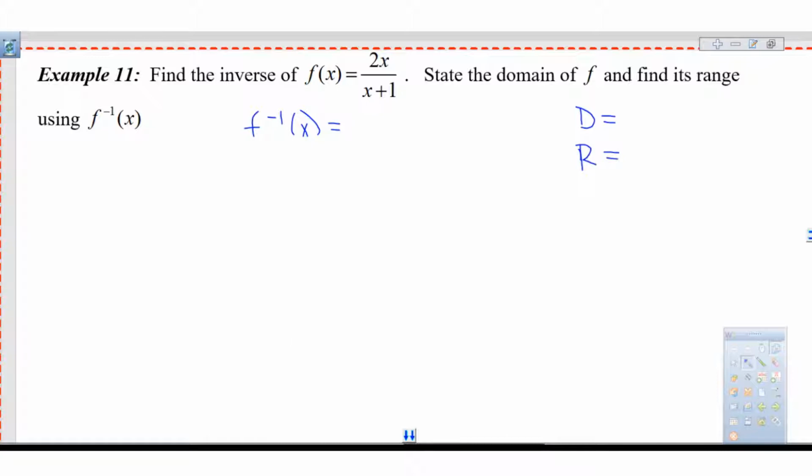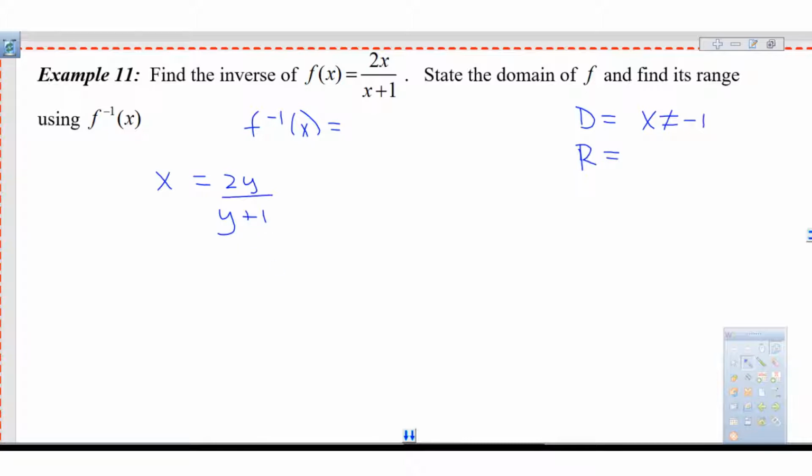The easiest of those three things that I'm looking for, I can get it immediately. What is it that's so easy? The domain, right? So what two things do you check for when you're looking for domain? Even root, fraction with an x on the bottom. Take the bottom, x cannot be equal to -1, so I've got one of them. Now, I don't know what the range is, so I'm going to skip over that for a second. Now I'm going to switch my x's and y's, and I'm going to solve for y.